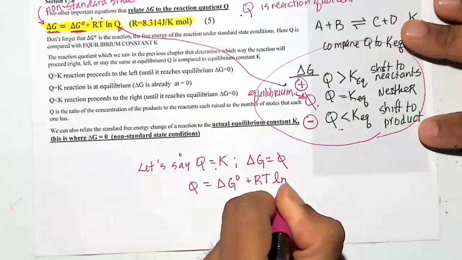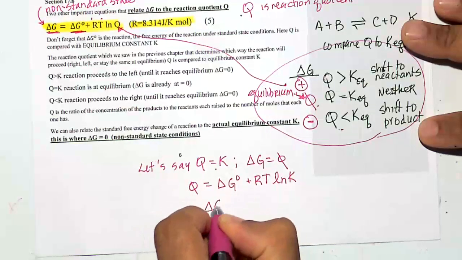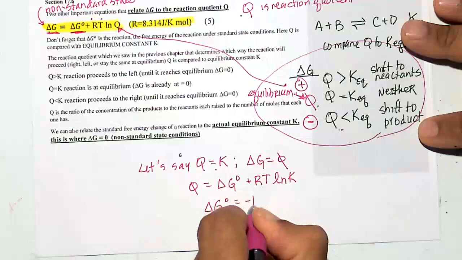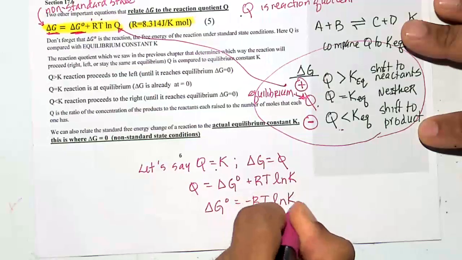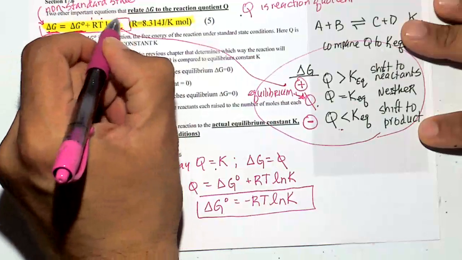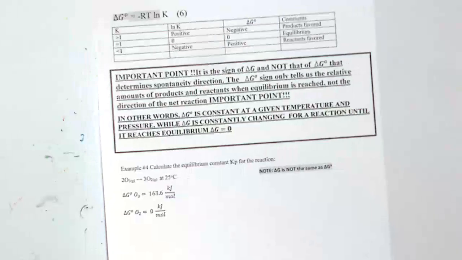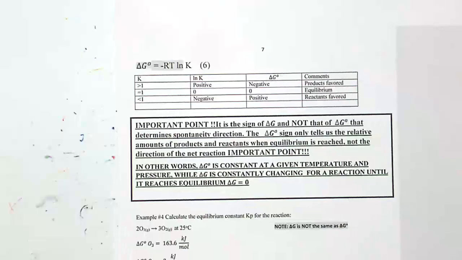Q is equal to K, and then we'll get another equation here where delta G at standard state is minus RT natural log of K. This is another equation that I'll give you on the exam, and that's on the next page of our notes. So two equations with the delta G, the free energy. Actually, three equations, and I'll give you those on the test.